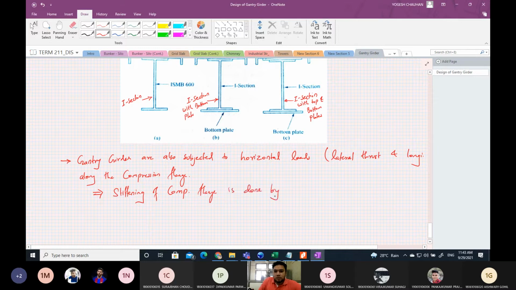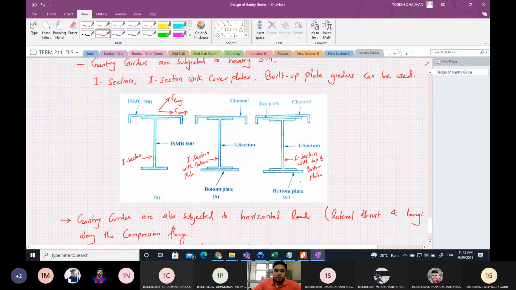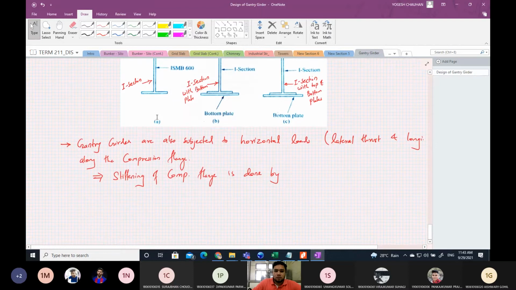Stiffening of the compression plane is done by providing a channel section. Okay. You can see this channel section, by placing a channel on the compression plate. Okay.